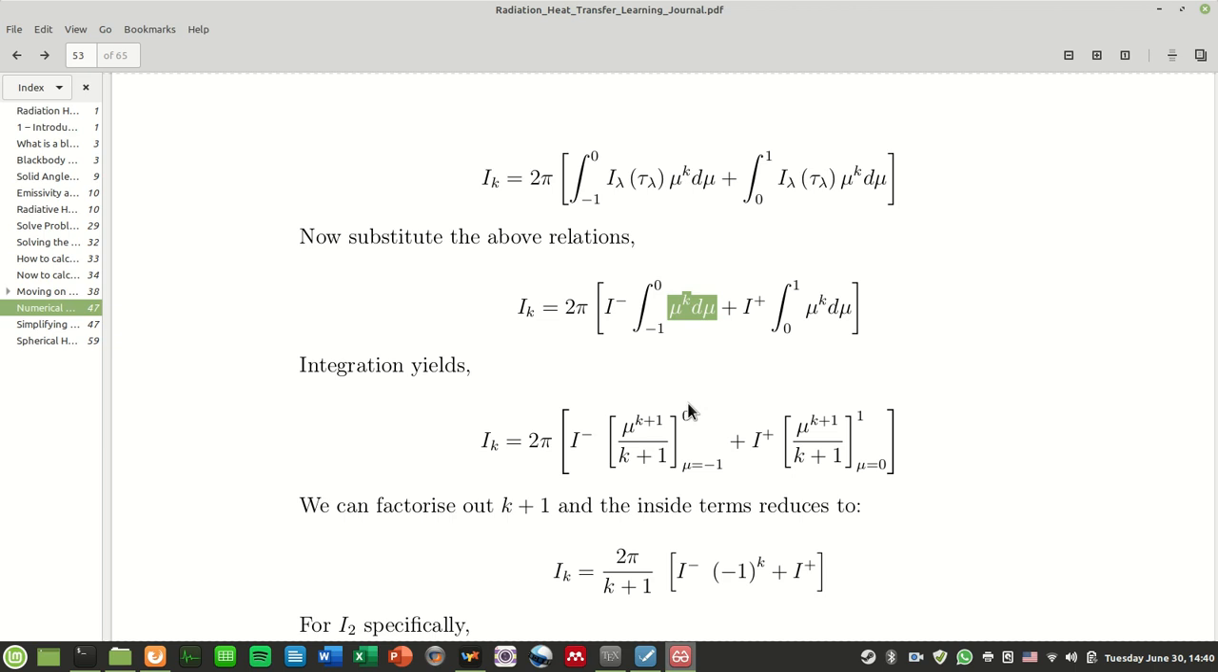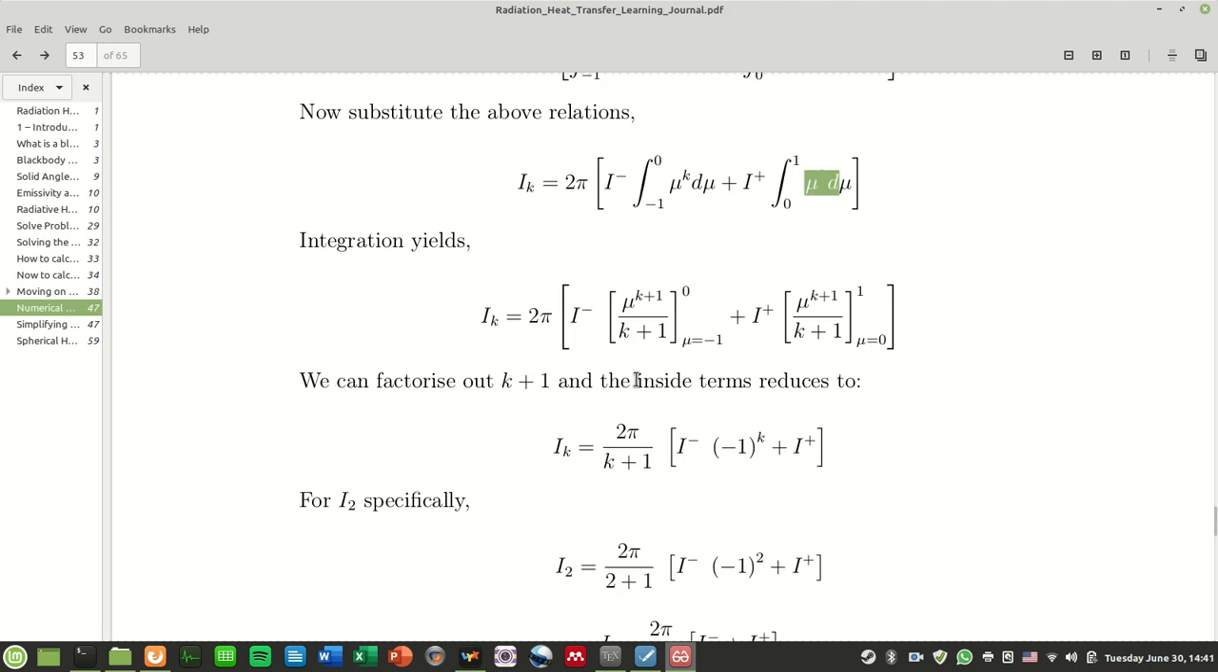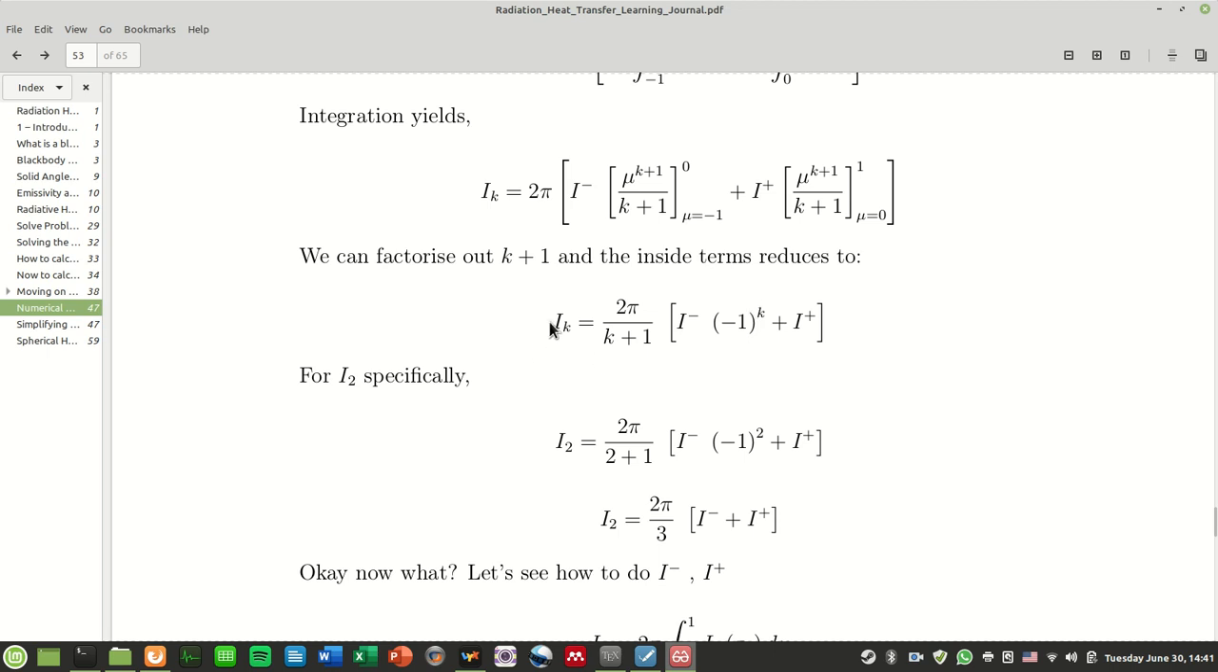Now that you have these two integrals, it becomes rather simple. You just substitute the integral from 0 to 1, do the integrals, and your equation reduces to something rather simple. We will have I_k equals 2 pi over k plus 1 times the quantity (-1)^k I minus plus I plus. So this is our two flux model representation of the moments.